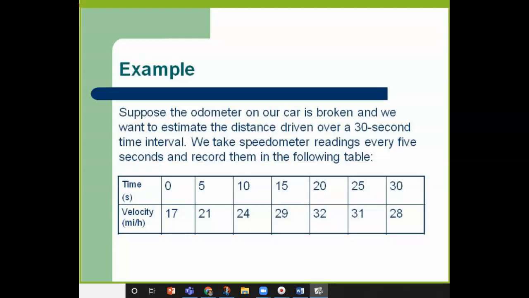Okay, suppose the odometer on our car is broken. And we want to estimate the distance driven over a 30-second time interval. We take speedometer readings every 5 seconds. Now, what is important and something that happens a lot is the time is in seconds, but the velocity is in miles per hour. So we need to convert our velocities so that we can get these to be in the same units.